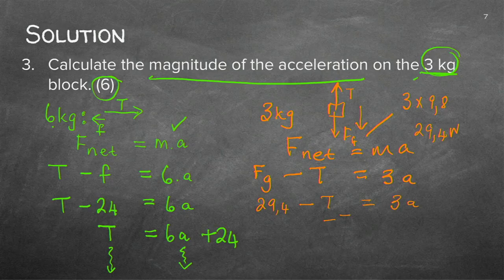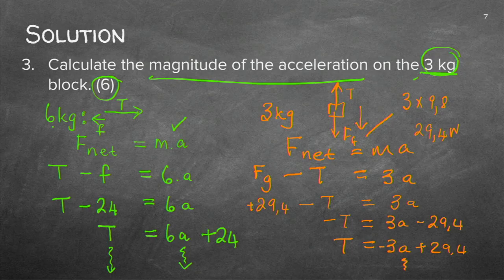So I've got 29.4 Newton minus T is 3A. Let's go to making T the object of this calculation. So it's 3A. Take this plus to this side, makes it minus. And let's make it a positive T. So now I've got minus 3A plus 29.4. Now I've got A, I've got T, but do you see I've got the same T there? So I'm going to actually equate them to each other.